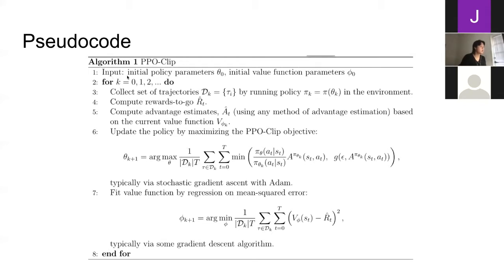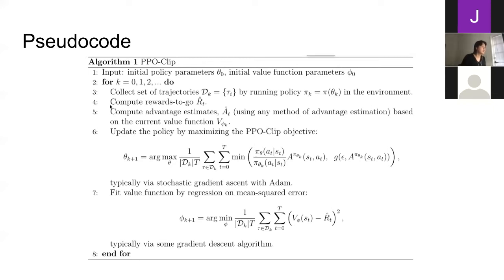So first of all, we initialize our policy parameters as well as the value parameters. So here's where the actor-critic framework comes in. We have an actor, which is the policy, and we have a critic, which is the value function. And both of them have their own separate parameters, or weights and biases. And for each iteration, we're going to collect a bunch of data through simulations.